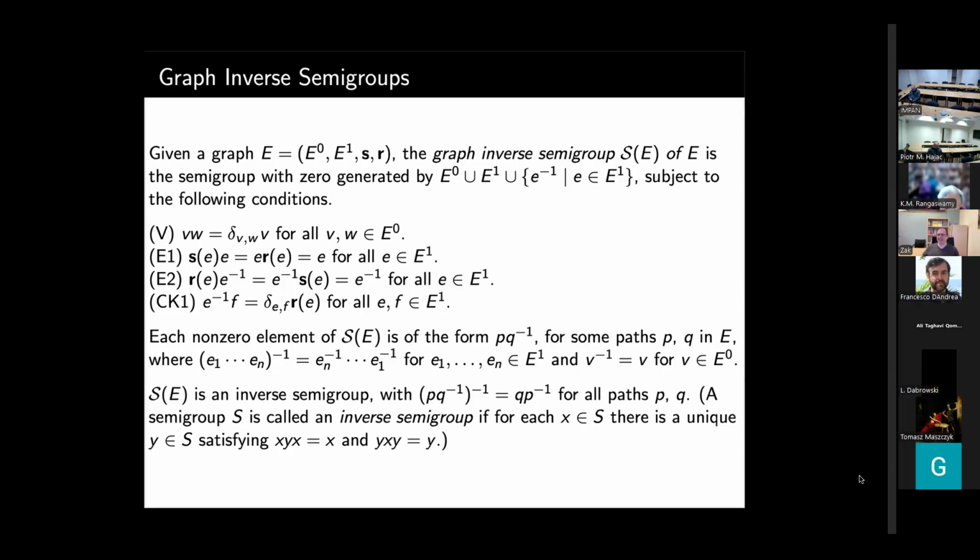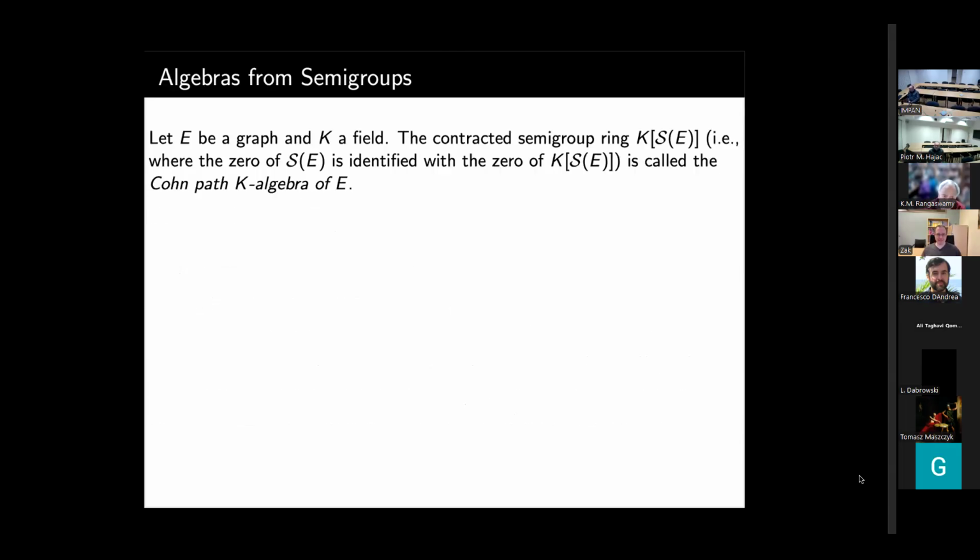So if you've never seen this before, you might think it's some kind of ripoff of graph C-star algebras and Leavitt path algebras, but it's not. And I'll explain that in a second. First, how are all these things connected?